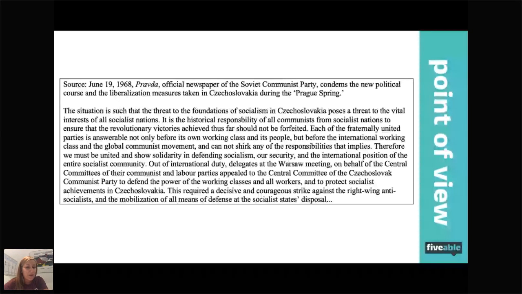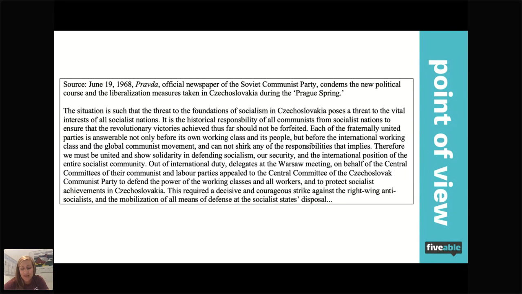If you know a little bit about the Prague Spring, or you know about what's going on in Czechoslovakia at that time, great, you can use the historical situation. But if you don't, with this one we can look at point of view. Again, we're looking at the point of view of a newspaper. So it doesn't have a race or a gender. A gendered newspaper, that'd be weird. So here we have an official newspaper of the Soviet Communist Party. Let me give you a little hint. You can take a stab at the point of view just by that line alone: official newspaper of the Soviet Communist Party.